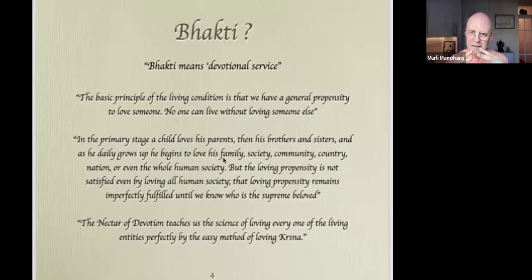As he grows up, that loving propensity goes from family to society, to community, to country, and then nation. And then eventually some people may expand that affection to love all of human society. But still, the loving propensity is not satisfied even by loving all human society.